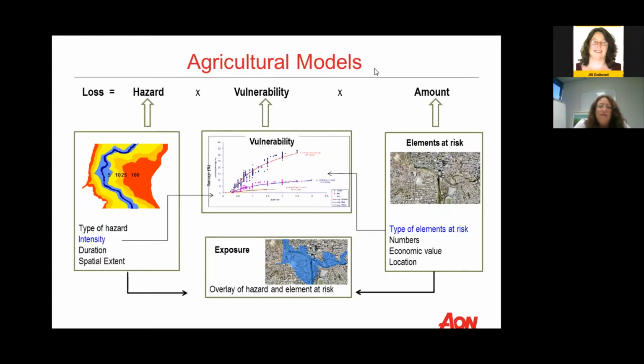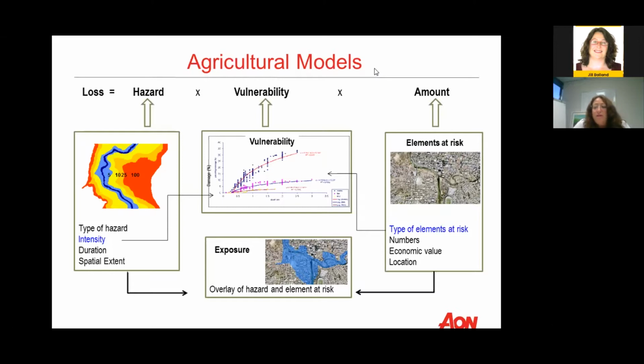All of those things. So you're trying to find a curve which will allow you to match up your hazards and all the characteristics of the hazards with all the losses that happen. And as well as the vulnerability, you also know what your exposure is, or what your elements at risk are. So, if it's over bare land or snow or something like that, you're not going to have much losses. If it's over a paddy field, maybe the losses will be higher.